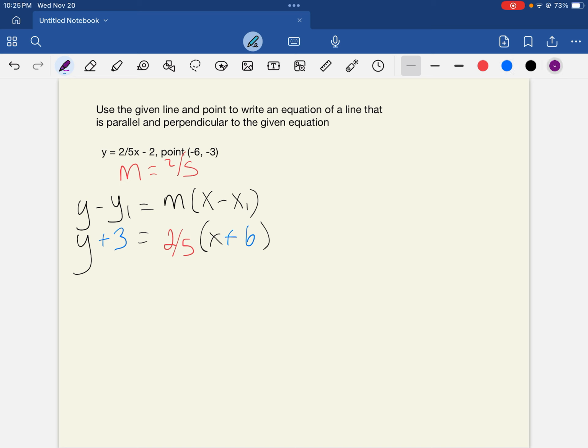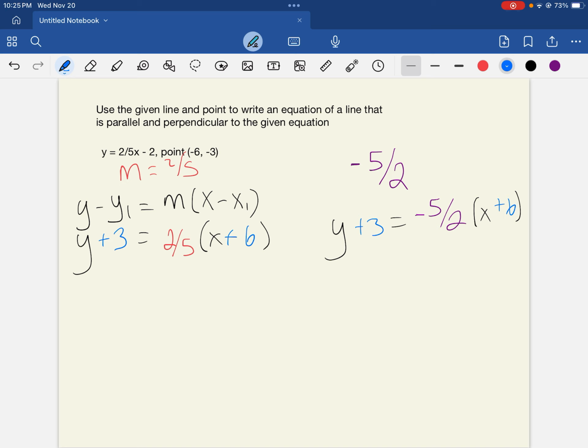For the last one, again, the only difference is that it's the opposite reciprocal. The opposite reciprocal of +2/5 is -5/2. Otherwise, everything stays the same. And there's our perpendicular equation.